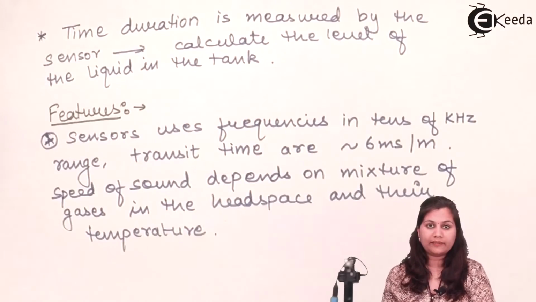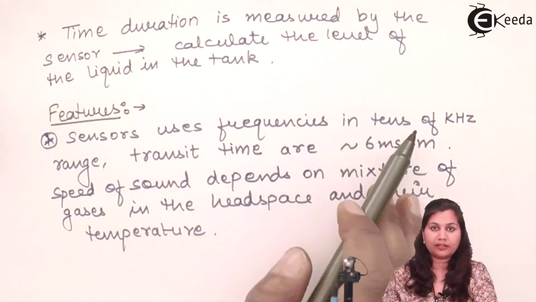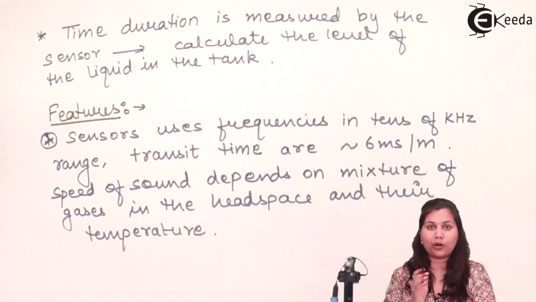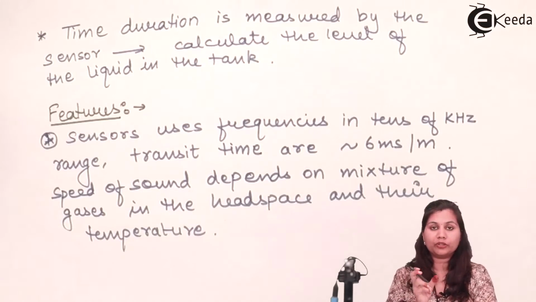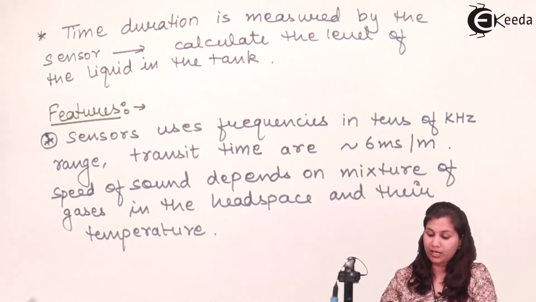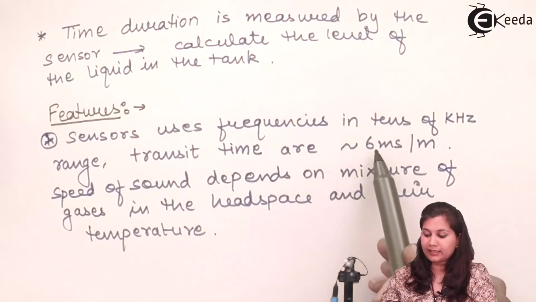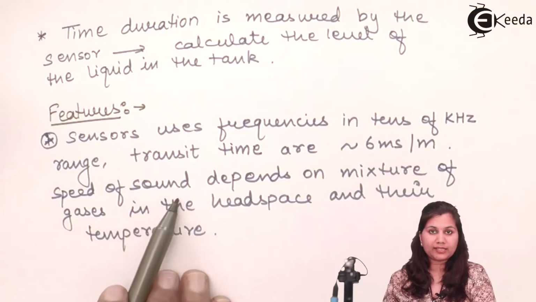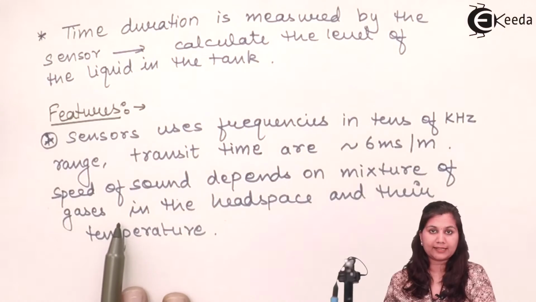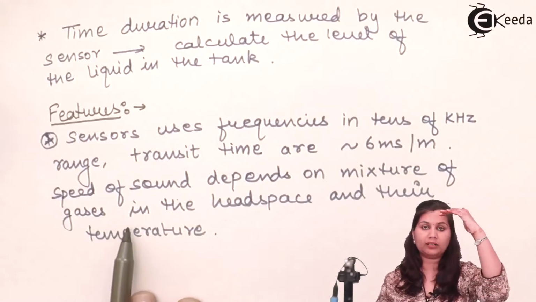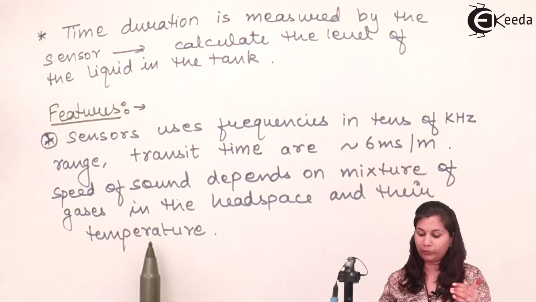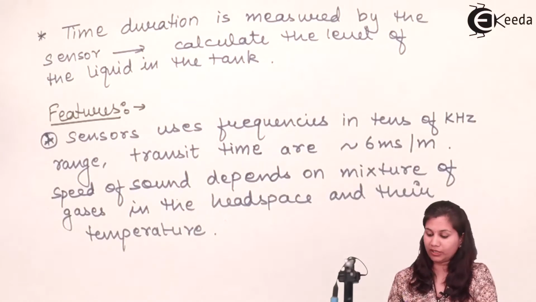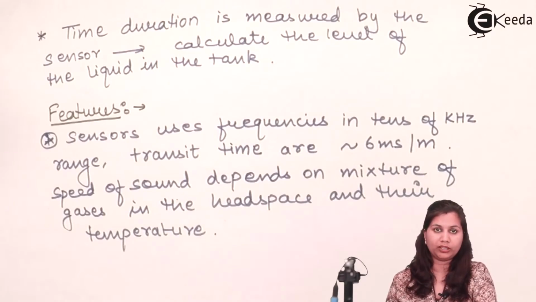These ultrasonic level sensors use frequencies in the range of tens of kilohertz, that is from 40 kilohertz to 200 kilohertz, or we can say that frequencies above 20 kilohertz can be used. The transit time is approximately 6 milliseconds per meter, and the speed of sound depends on the mixture of gases present in the headspace, meaning between the sensor and the level of the liquid, that is, the composition of the gas and also the temperature of the gas.